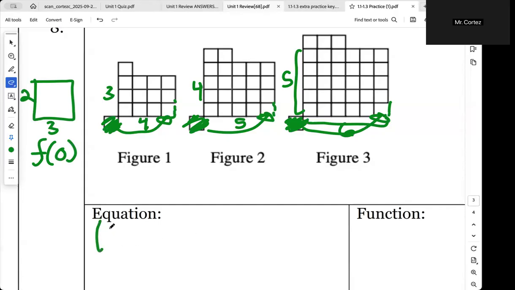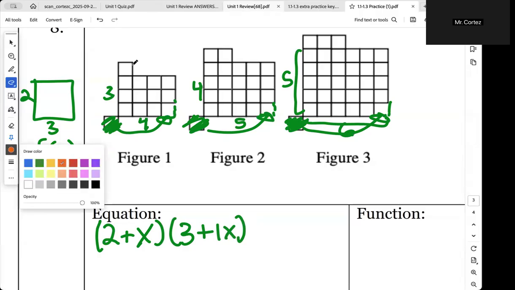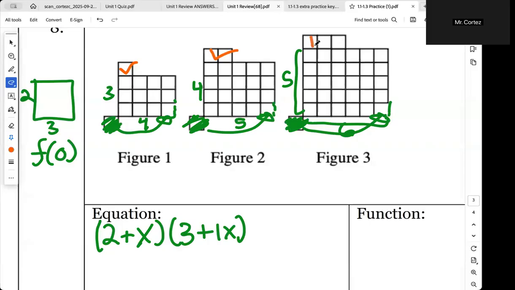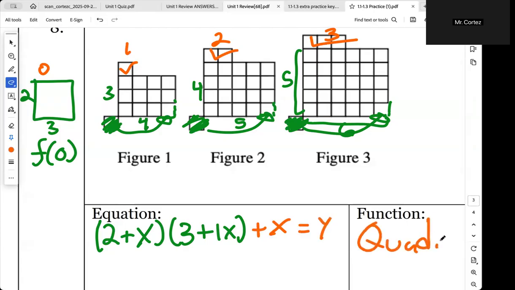So equation for the height. Starting at 2, I add 1 x times. For the width, starting at 3, I add 1 x times. You're getting this, right? And I'll color coordinate in orange. I have 1, 2, 3, 0 here. So I'm just adding on a linear progression of starting at 0, I add 1 x times, which is just adding on x. There you go. Quadratic. See if there's more.